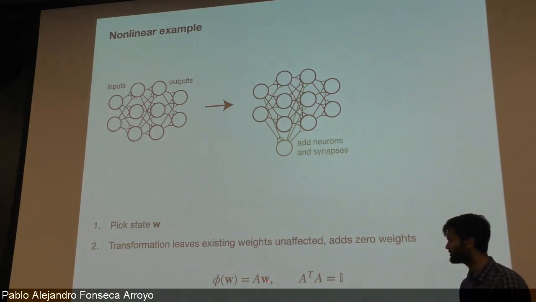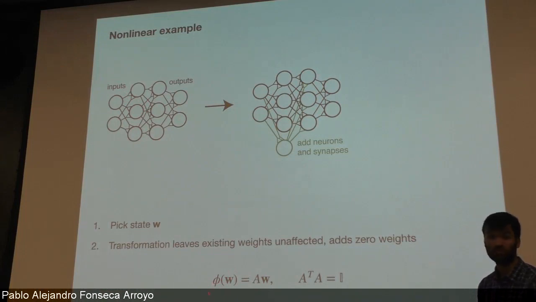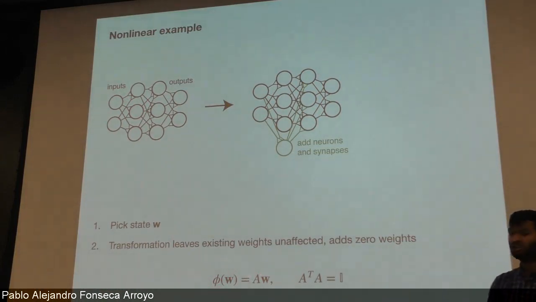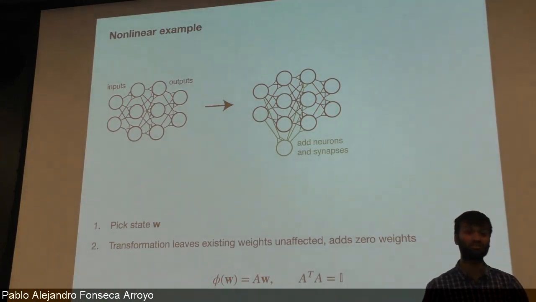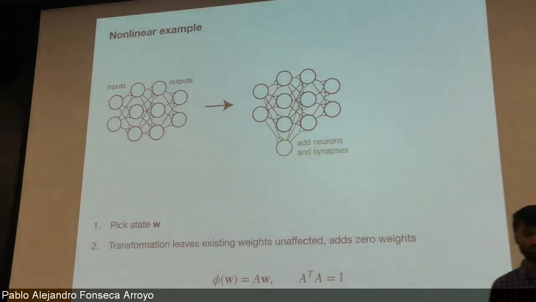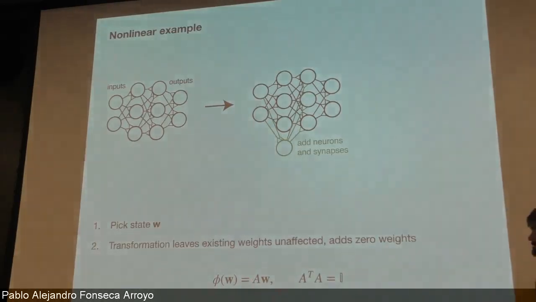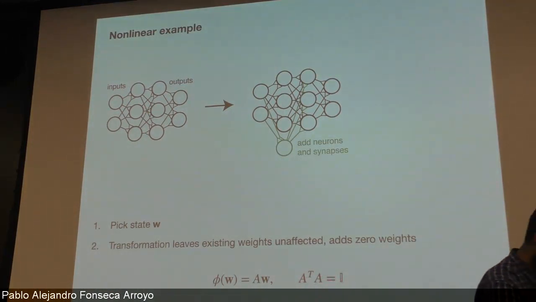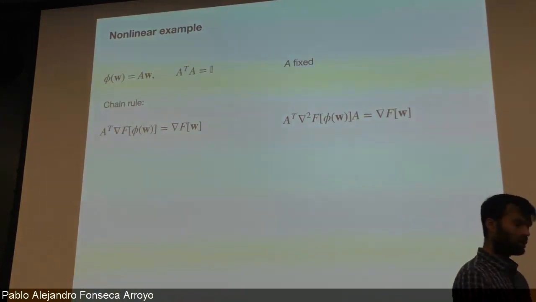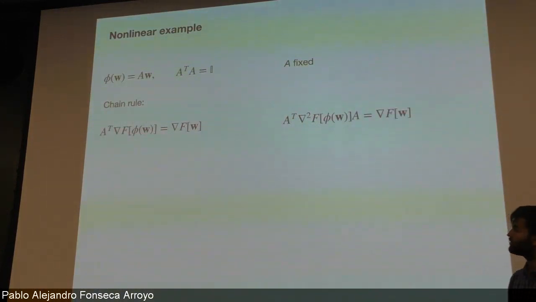If I picture this mapping as a matrix, the matrix is going to be like an identity with a couple of zeros in it. So it's going to be a semi-orthogonal matrix. It's going to satisfy this property. And whatever my W was, whatever the state of the neural network that I chose, this A is going to be fixed.